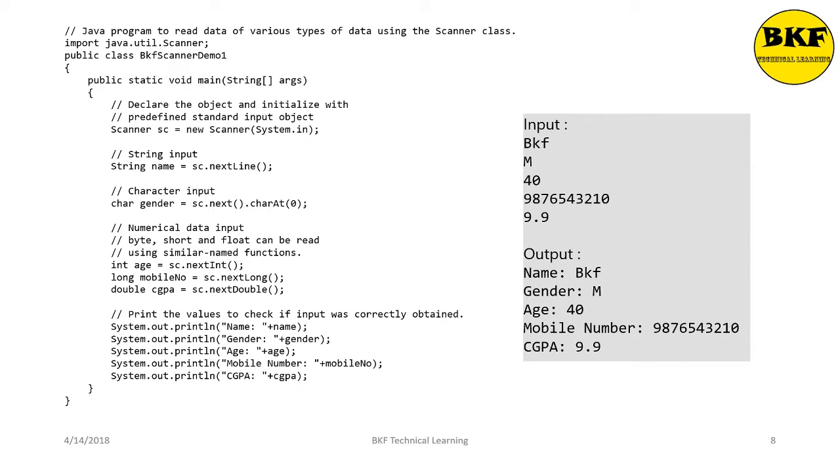Now another example, we have a class bk_scanner_demo1, a main method. We create a scanner and then we start taking the inputs. First the string input, character input, then byte, integer, long, and double. So these are the inputs which we pass to the program, and accordingly we get our outputs. So 5 inputs and 5 outputs.